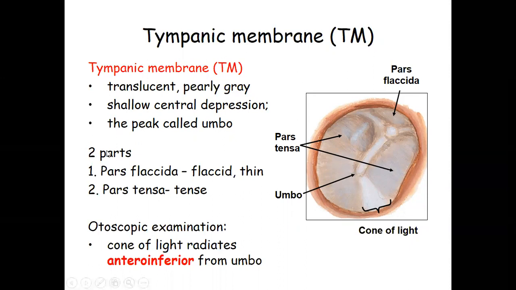The tympanic membrane has two parts: the pars flaccida, which is flaccid, and the pars tensa, which is tense. Whenever you do an otoscopic examination, you can see a cone of light that radiates anterior-inferiorly from the umbo. So this is the umbo. Just to recap, this is the pars flaccida, and this is the pars tensa.